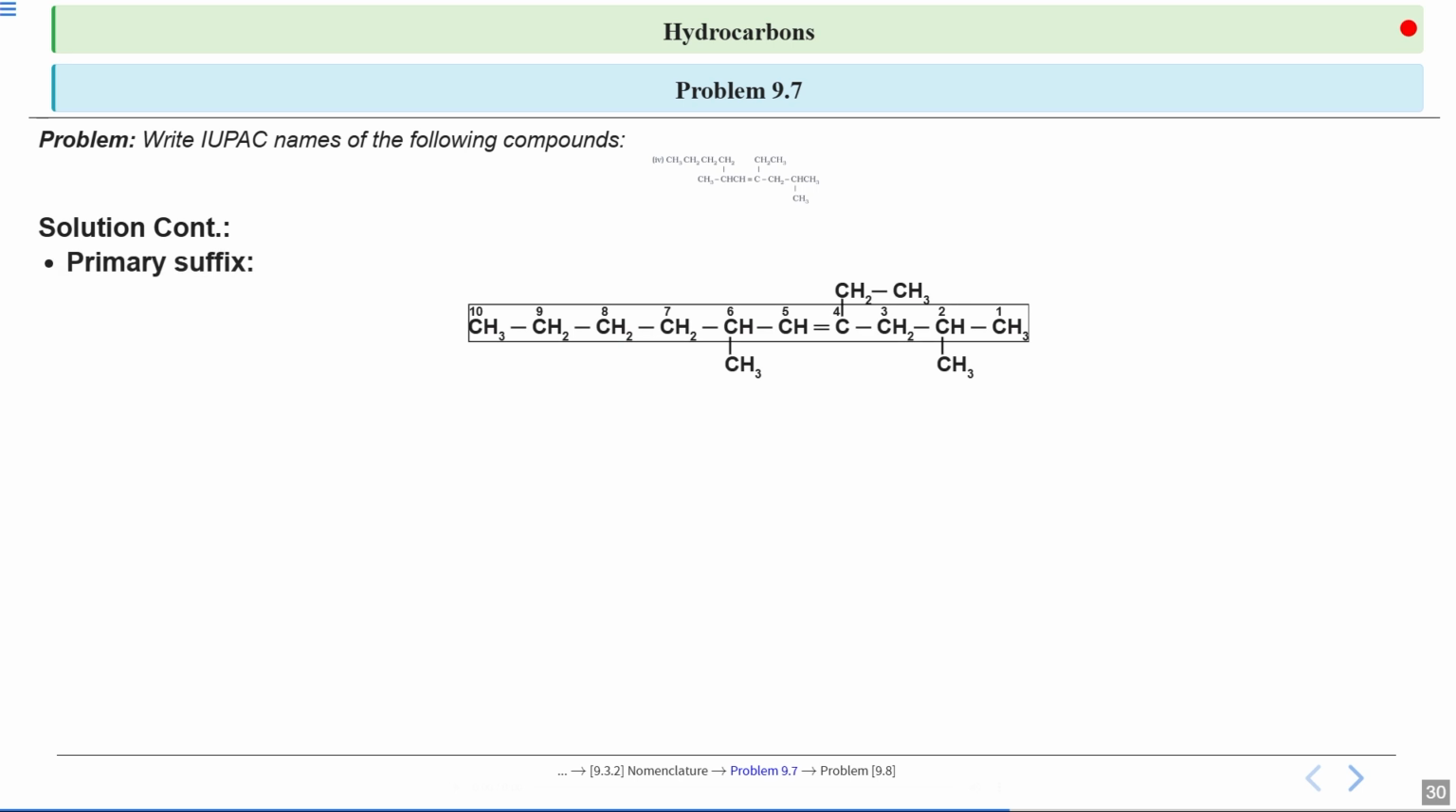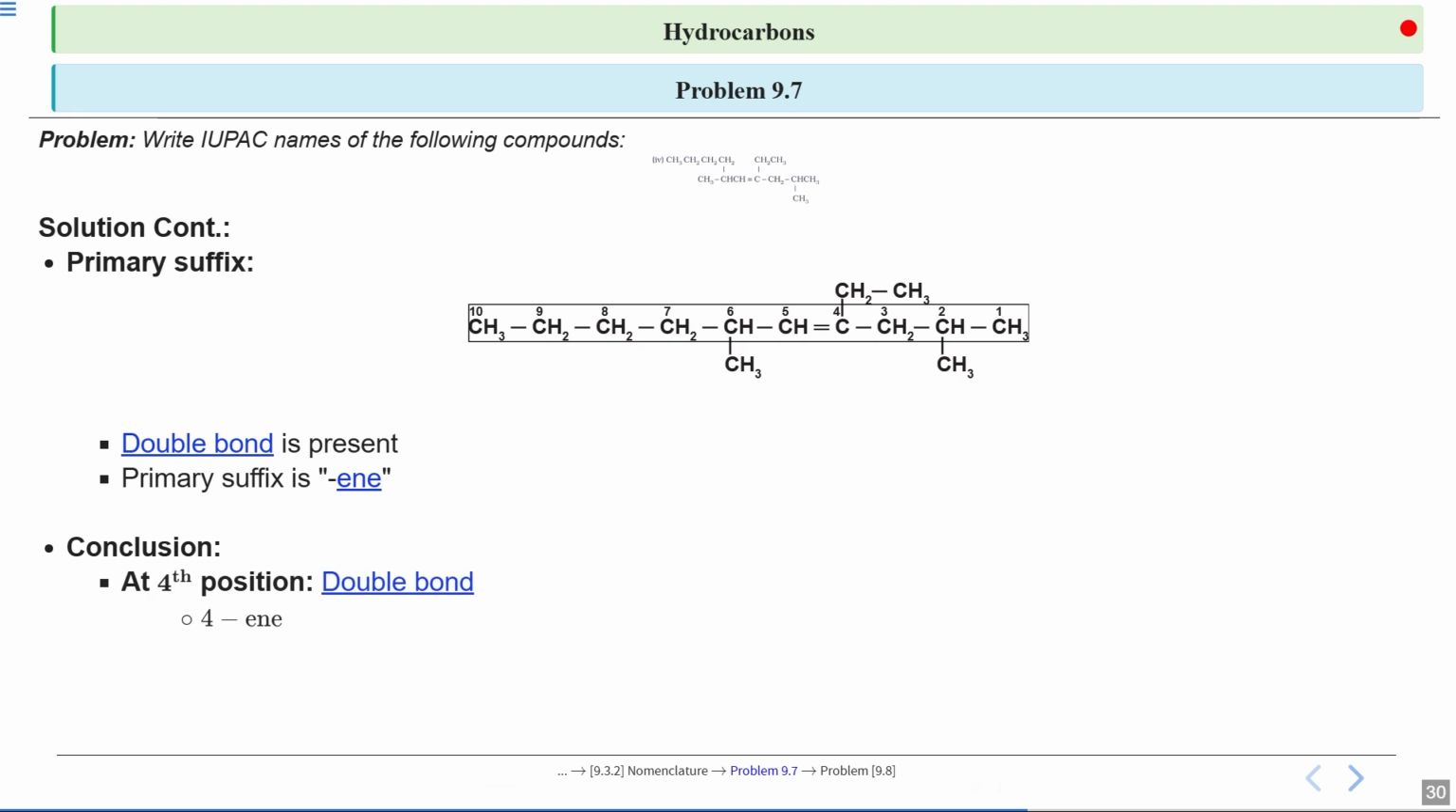Now moving on, we will decide the primary suffix. To decide the primary suffix, you have to look at the double bond. Yes, the double bond is present. It is present at the 4th position. Therefore, the primary suffix is -ene. And the complete primary suffix will be along with its position. It is present at the 4th position, therefore the primary suffix is 4-ene.